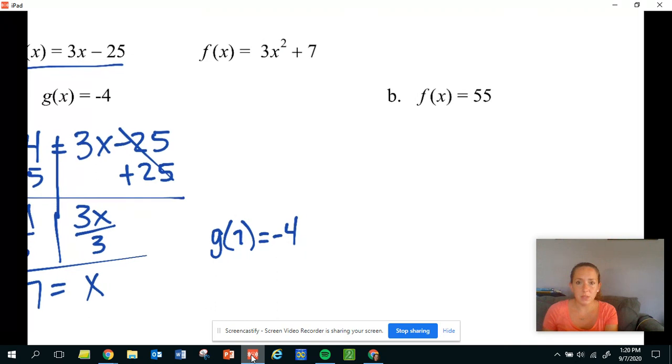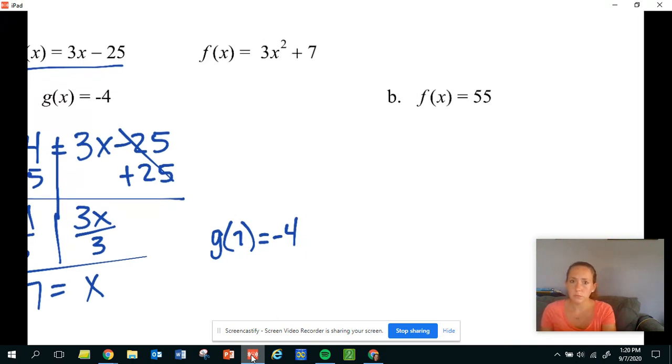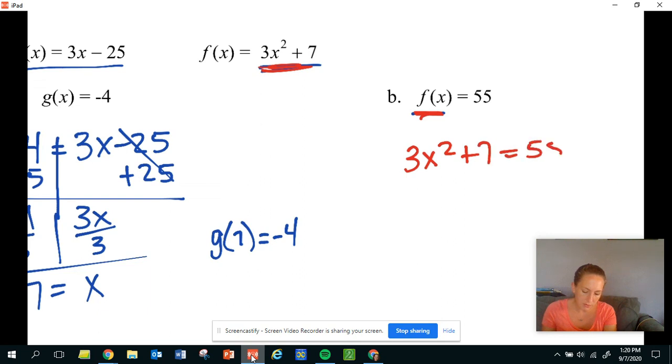Cool. This one, same thing, only I want to do it with the f function. So when it says f of x equals, I want to take the actual f function and set it equal to 55. So I want 55, and really, it doesn't matter which side is which, just so you know, I could say 3x squared plus 7 equals 55, or I could put the 55 first, it doesn't matter which side goes which, just so you know.